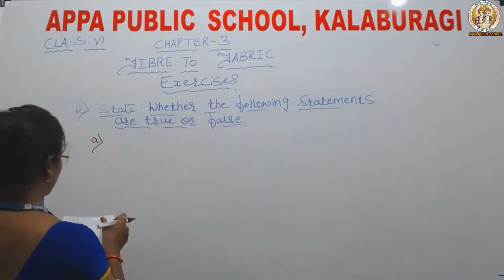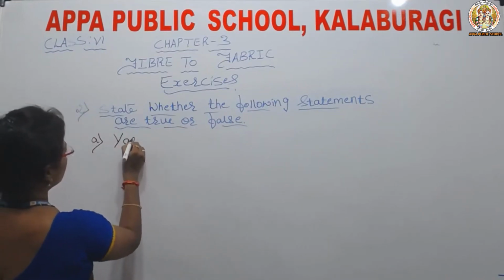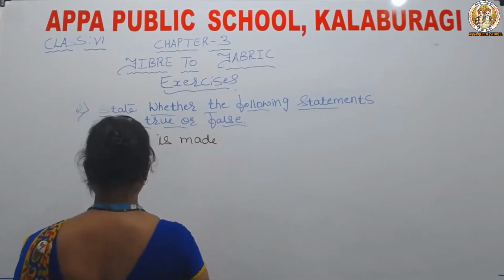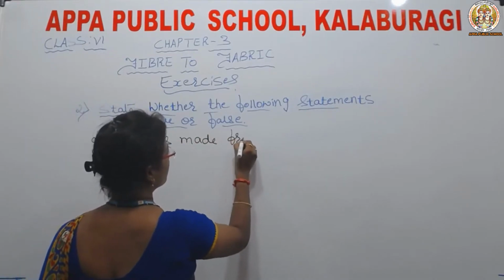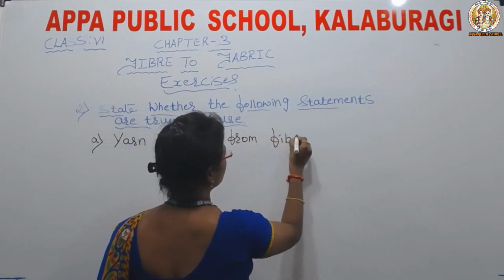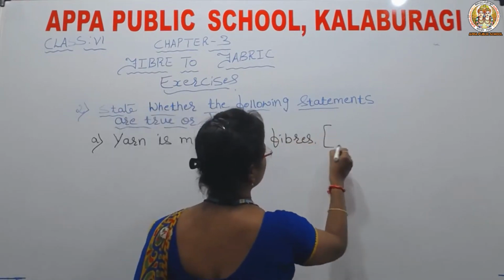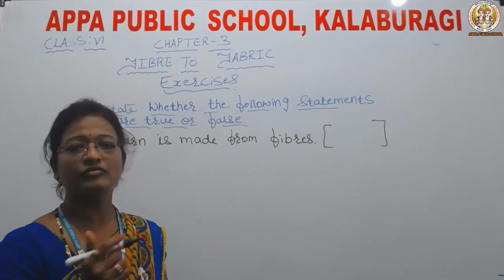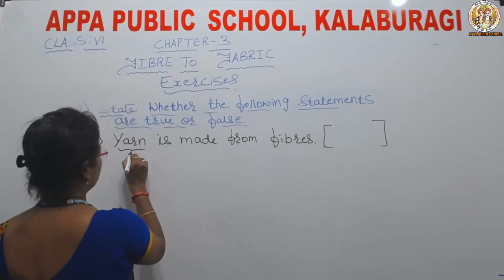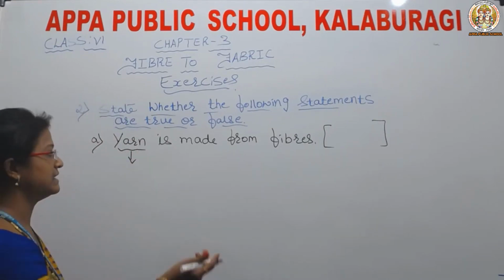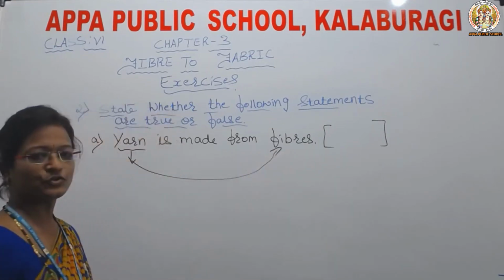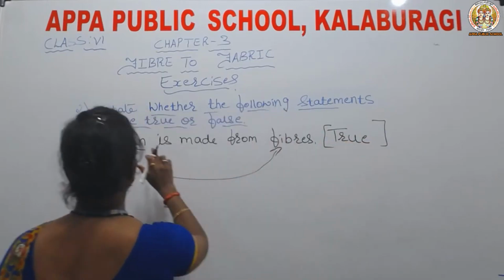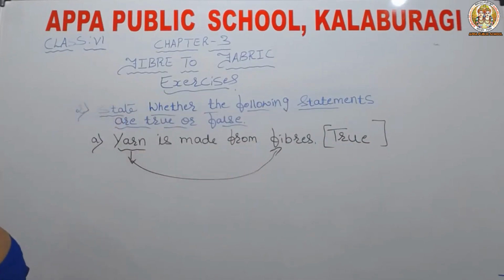Now the first one. Among these, first one is: yarn is made from fibers. So here the question is, yarn is made from fibers. Is it true or false? Yarn is made of? Fibers. So the statement is true. The yarn is made from fibers and the statement is true.